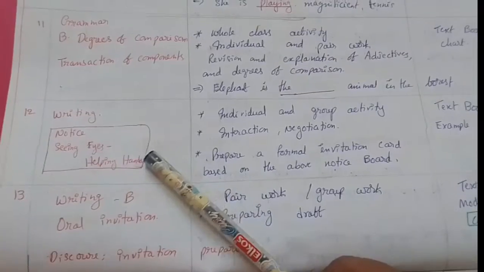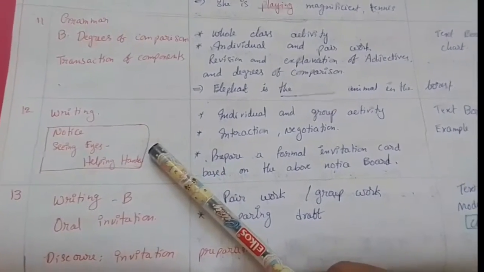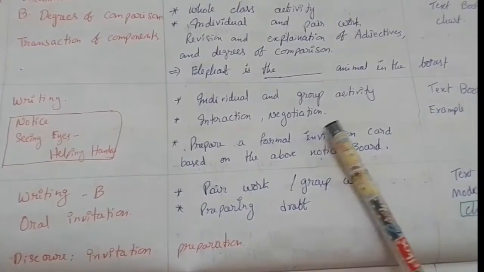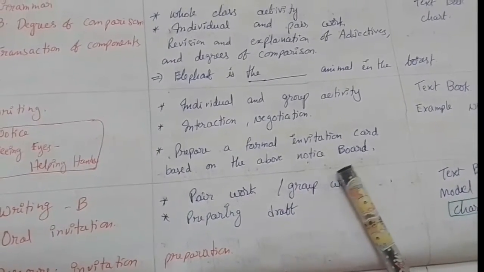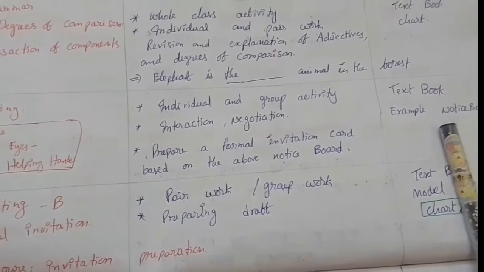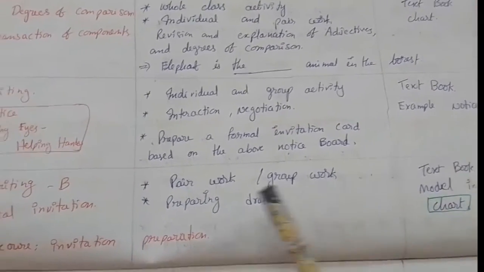In this part, we discuss the notice board, that is, seeing eyes helping words. It's an individual and group activity. Interaction and negotiation will be there. Prepare a formal invitation card based on the above notice board. We use textbook and an example of a notice board as TLM.